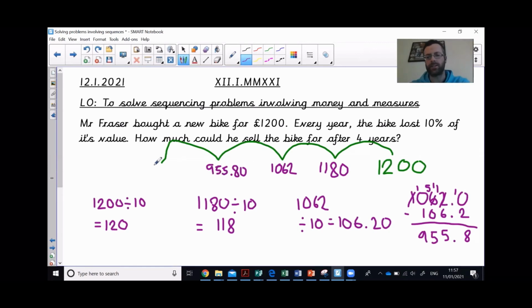Now at this point, I would then have to find 10% of that and then take it away to find my answer. I'm not going to do that because I've run out of space, and you get the idea. That's the kind of go type question.